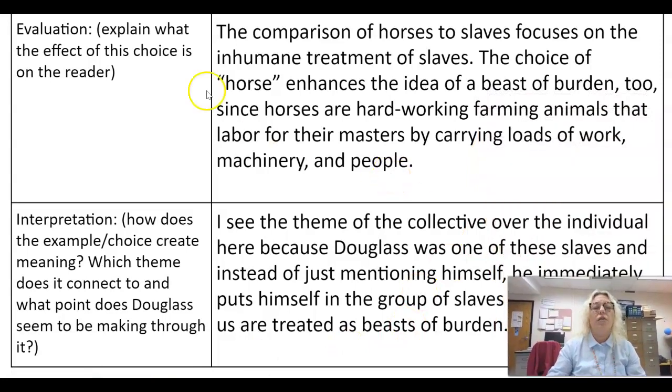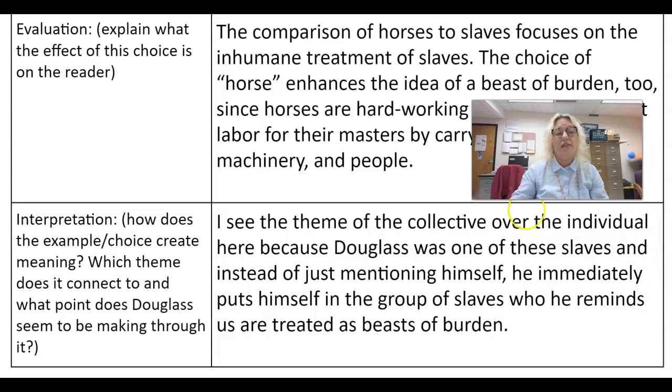Then I talk about the evaluation. This is what the effect of the choice is on the reader. So the comparison of horses to slaves focuses on the inhumane treatment of slaves. The choice of horse enhances the idea of a beast of burden too, since horses are hardworking farming animals that labor for their masters by carrying loads of work, machinery, and people. And so the fact that that particular animal is used to compare to slaves is enhancing this feeling that the slaves are also beasts of burden. They're laboring for the masters with these difficult physical tasks.